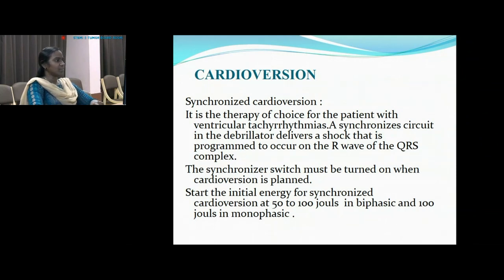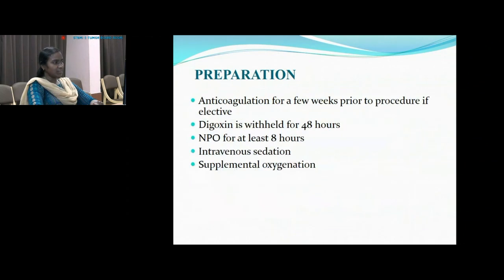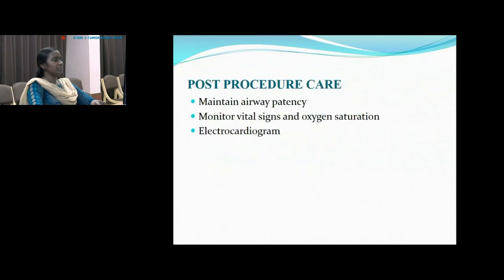And for preparation of the patient, anticoagulation should be given a few weeks prior to the procedure. If we do the cardioversion as an elective procedure, digoxin should be withheld for 48 hours, the patient kept NPO for at least 8 hours, and intravenous sedation and oxygenation should be given. For post-procedure care, airway patency should be maintained, and clinical parameters such as vital signs and oxygen saturation should be observed. The patient should be continuously connected to the 12-lead ECG monitor.